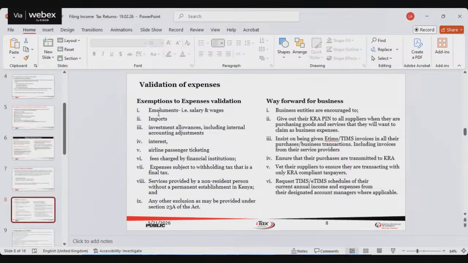The types of expenses that your organization will be allowed to claim have been listed here. One of them is salary and wages. This applies to a self-help group or community-based organization with employees. In case you have employees, remember you will be required, as part of registration, to pick PAYE as an obligation.